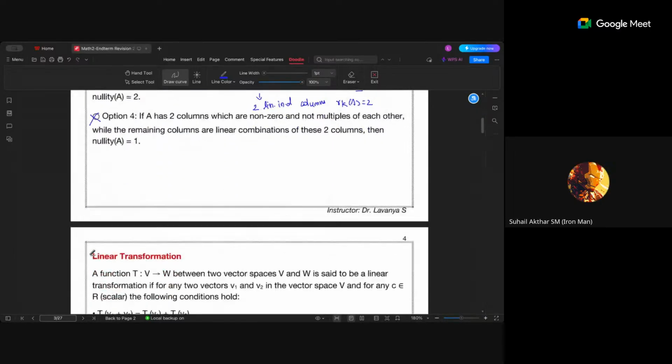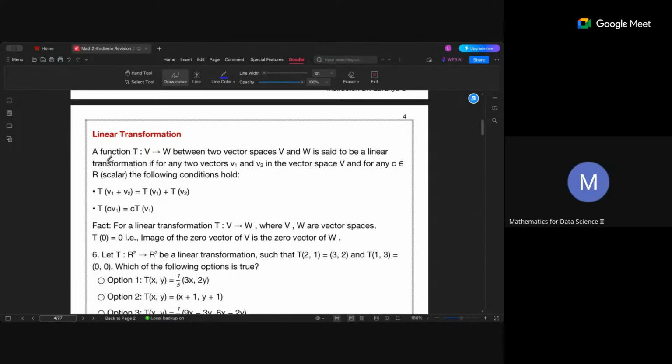Fine? Yes, ma'am. Now the next topic, linear transformation. You know that a function T from V to W, where V and W are vector spaces, is said to be a linear transformation if for any two vectors V1 and V2 and a scalar C, T of V1 plus V2 is equal to T of V1 plus T of V2, and T of C V1 is equal to C times T of V1. If these two conditions are satisfied by this function, then it is called a linear transformation. What is one important property about a linear transformation? The zero vector is always mapped to the zero vector. This is the zero vector in V and this is the zero vector of W.